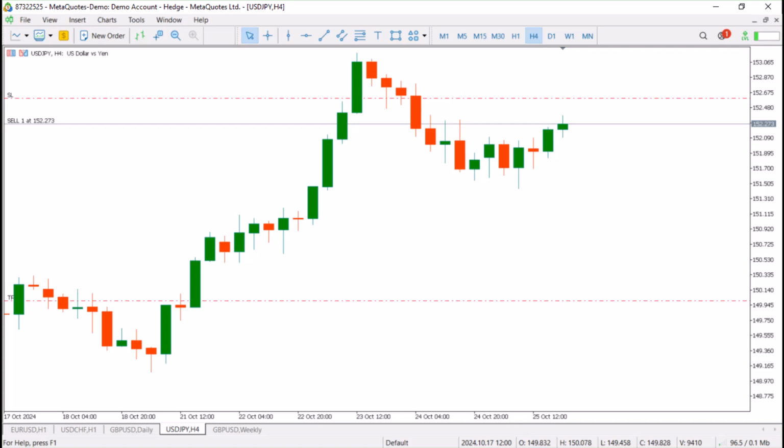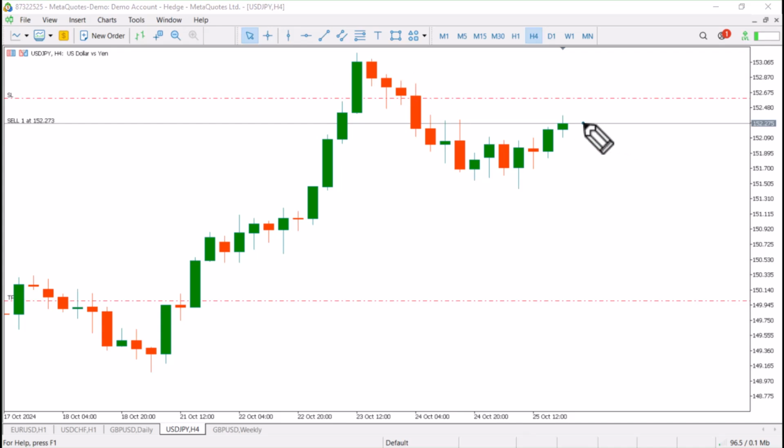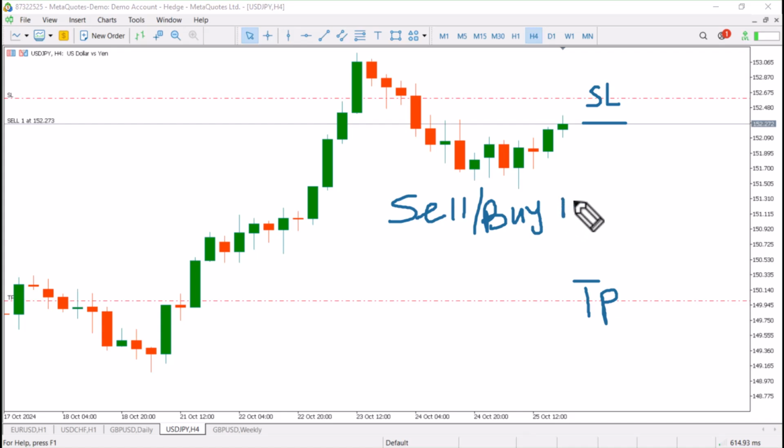Now we have our entry at this zone, our stop loss above, and our TP below. You can see that. So this sell instant entry, we use a sell instant entry right here. The sell or buy instant entry helps us to quickly get into the market without any negotiation. Without any negotiation. So you do not negotiate the price.